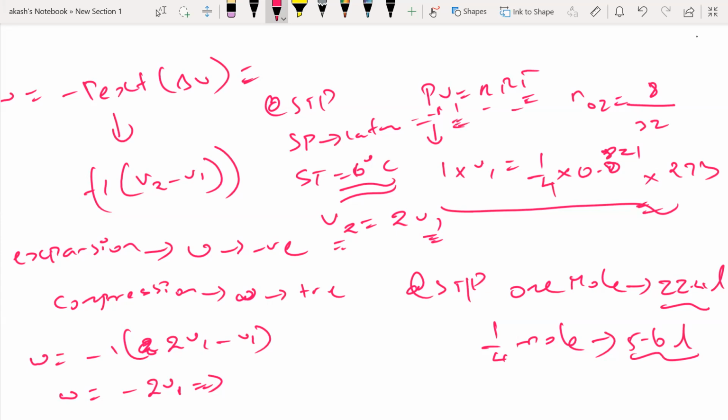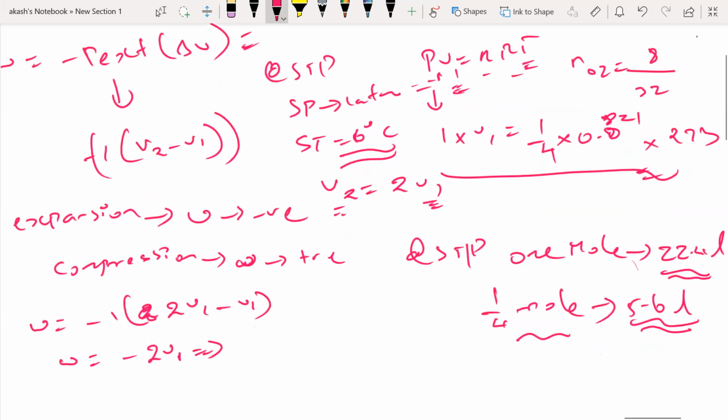But in this case, since STP is given, we can tell that 1 mole of any gas will occupy a volume of 22.4 liters. Now I have only 1/4 moles. So it is going to be 5.6 liters. So done. That's the answer to this question.